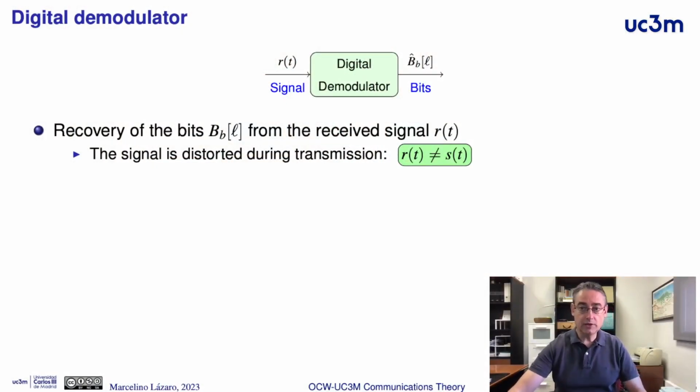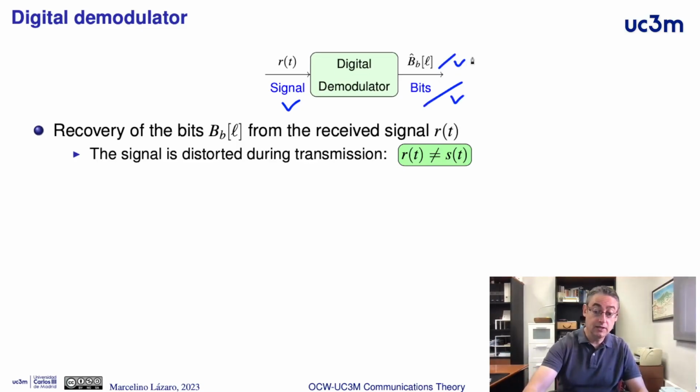And the demodulator must process the signal that is at the output of the channel to try to recover the information that was transmitted. It must estimate the binary sequence that was transmitted. And the problem is that the received signal is not equal to the transmitted one, because distortion happens during the transmission.